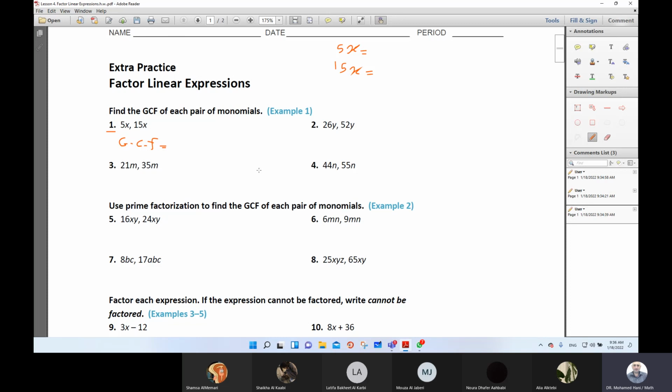Okay, who can answer me here in this example? Listen to me. We want to find the GCF of the two monomials here. The first monomial, 5x, the prime factorization will be 5 times x. 15x will be 3 times 5 times x.